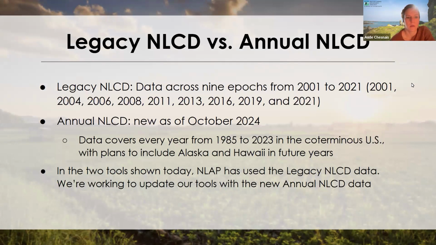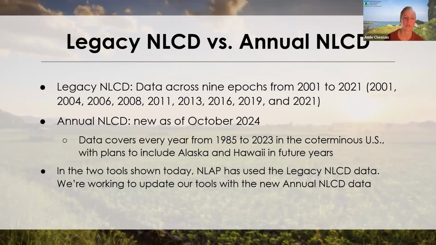So traditionally we've been looking at the legacy NLCD versus a different update of this data set, which is the annual NLCD. The legacy NLCD is looking at data across 9 epochs from 2001 to 2021. In our resources, we have them laid out. We've been looking at this legacy NLCD, and the annual NLCD is a new layer that's come out as of October 2024.